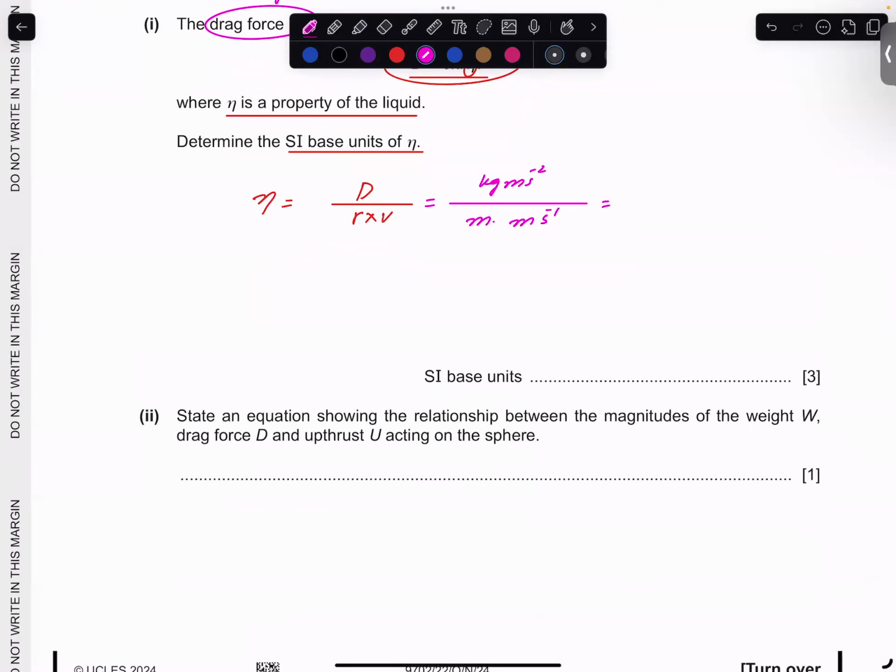If I rearrange all these things, then I will get kilogram as it is, with power 1 here, here and here. This and this cancel. So this m is shifted to the numerator, m power minus 1, s power minus 2 already mentioned, and the downside minus 1 will be written as plus 1. So the final unit of eta is kilogram meter minus 1 second power minus 1. This is the SI unit for eta.